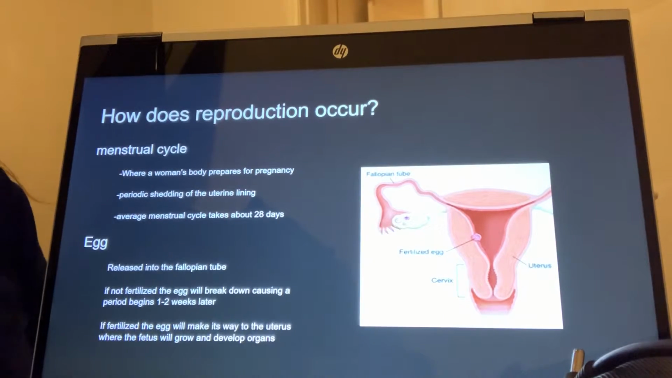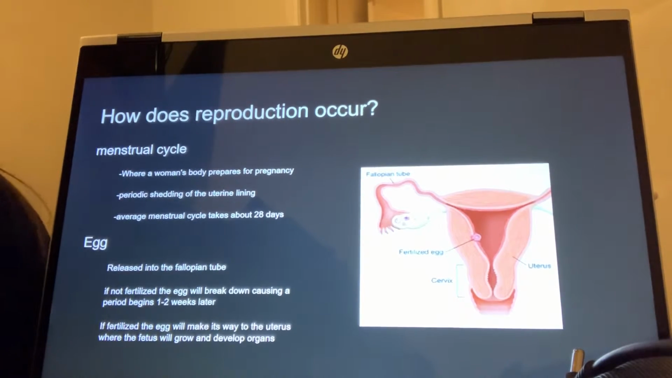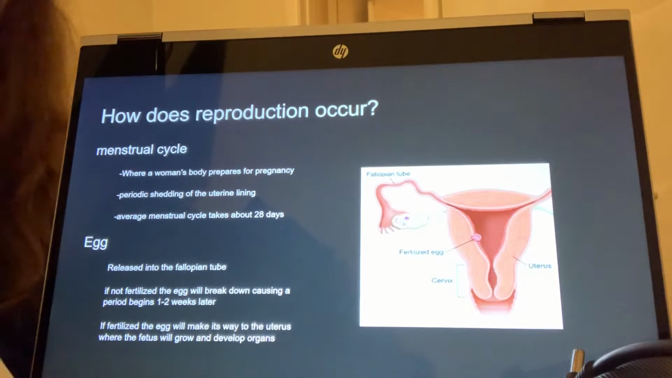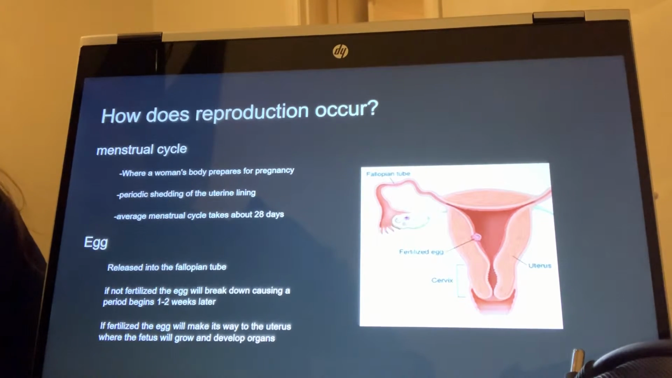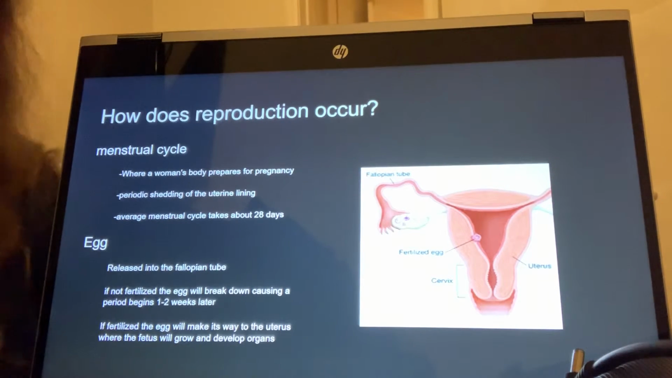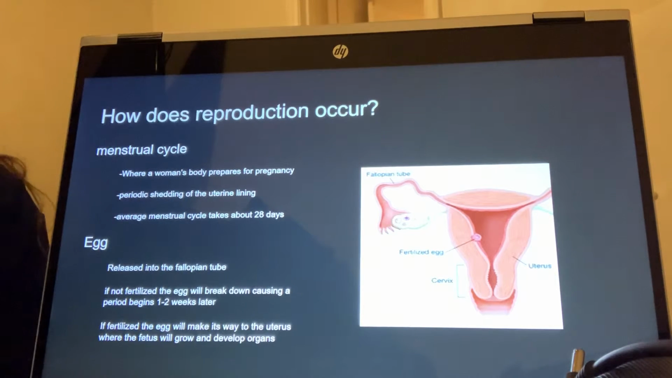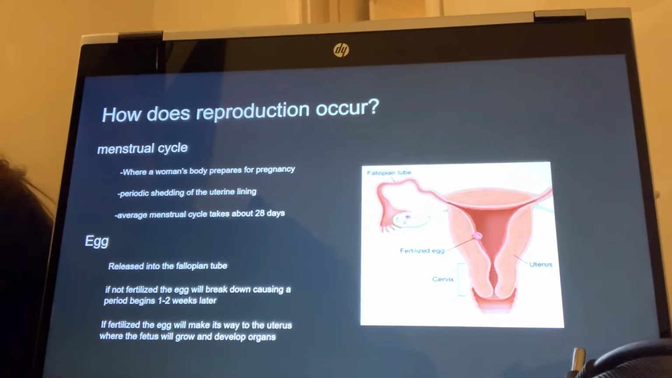How does reproduction occur? Reproduction cannot occur unless a woman has had a menstrual cycle, where a woman's body prepares for pregnancy. Whether or not she wants to, it happens. Periodic shedding of the uterine lining is what happens when the egg doesn't get fertilized. That's the blood that comes out of the vagina while you're menstruating. The average menstrual cycle takes about 28 days.